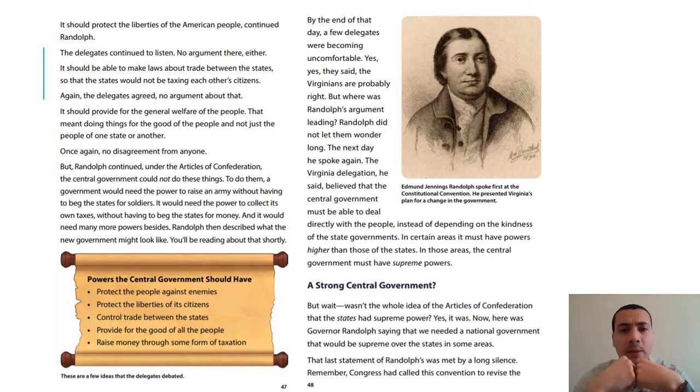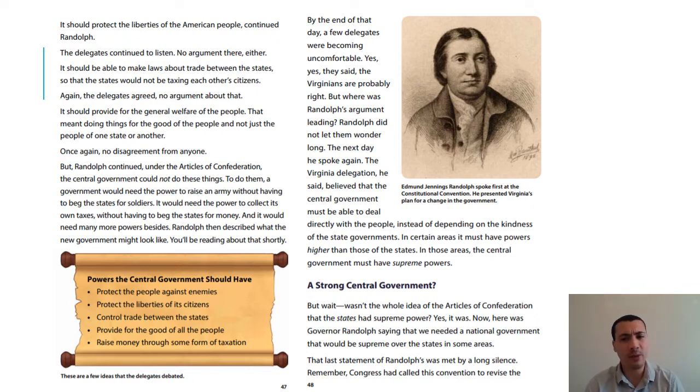The next day, the Virginia delegation, he said, believed that the central government should be able to deal directly with the people, instead of depending on the kindness of the state governments. In certain areas, it must have power higher than those of the states. In those areas, the central government must have supreme powers.